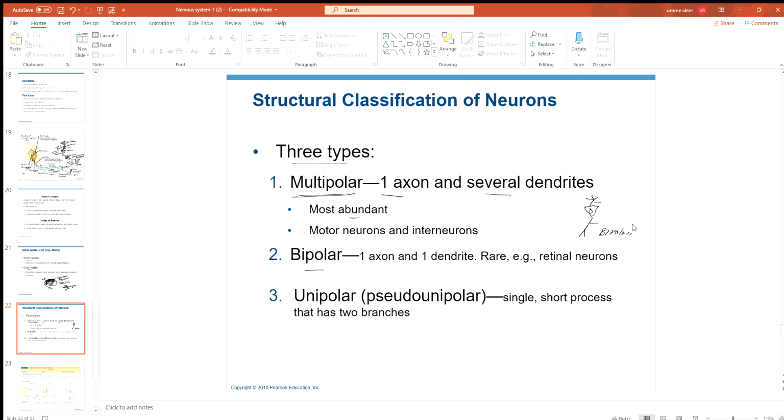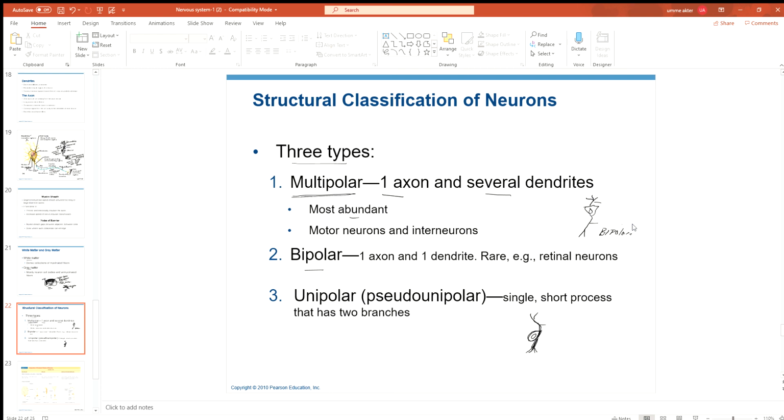Okay, unipolar, also pseudo-unipolar, doesn't have any dendrite, only an axon. So this is the cell body nucleus, and actually the cell body is attached to the side of the axon. This is a single axon, no dendrite here, going like this. So single axon and the cell body is attached somewhere to the axon, and that is called uni. Uni means one, unipolar or pseudo-unipolar.